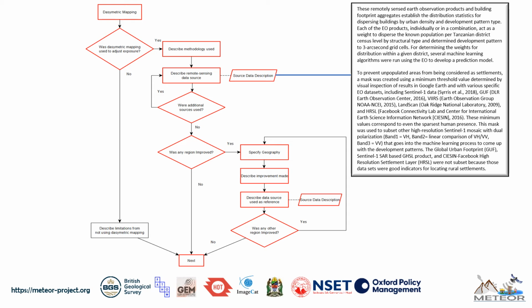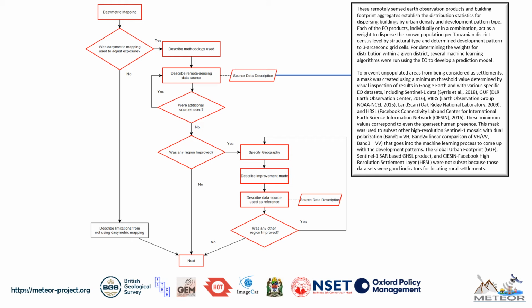To prevent unpopulated areas from being considered as settlements, a mask was created using the minimum threshold value determined by visual inspection in Google Earth and with various specific Earth observation datasets, including Sentinel-1, Global Urban Footprint, VIIRS, LandScan, and the high-resolution settlement layer. These minimum values correspond to even the sparsest of human presence.